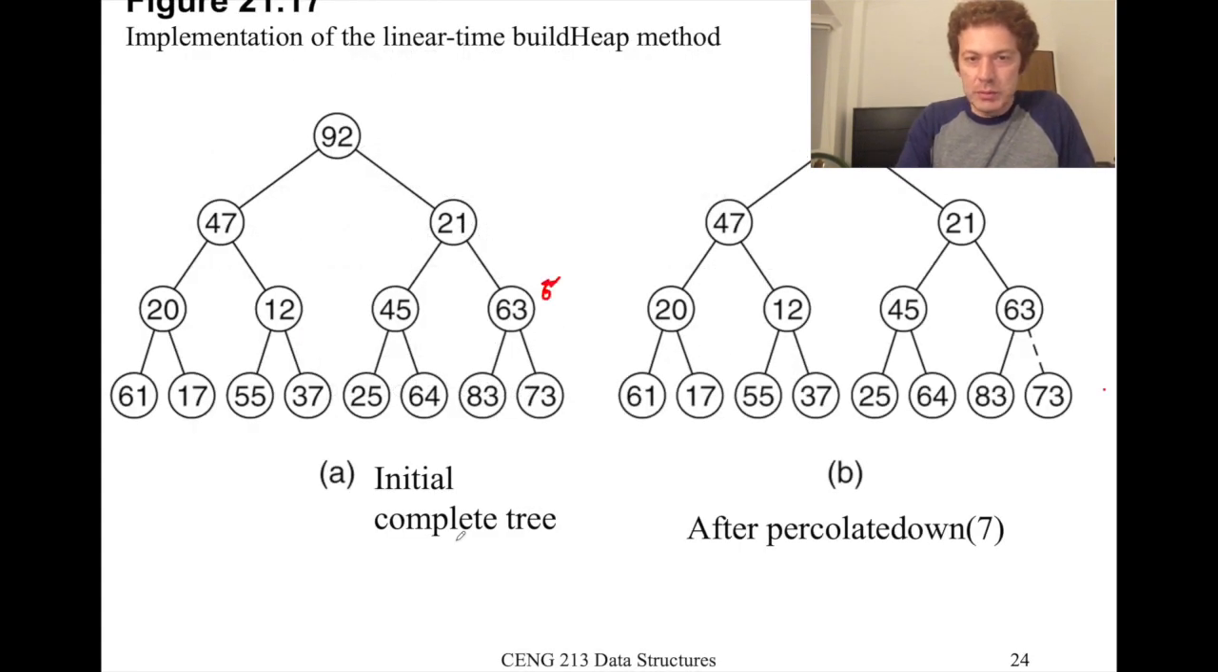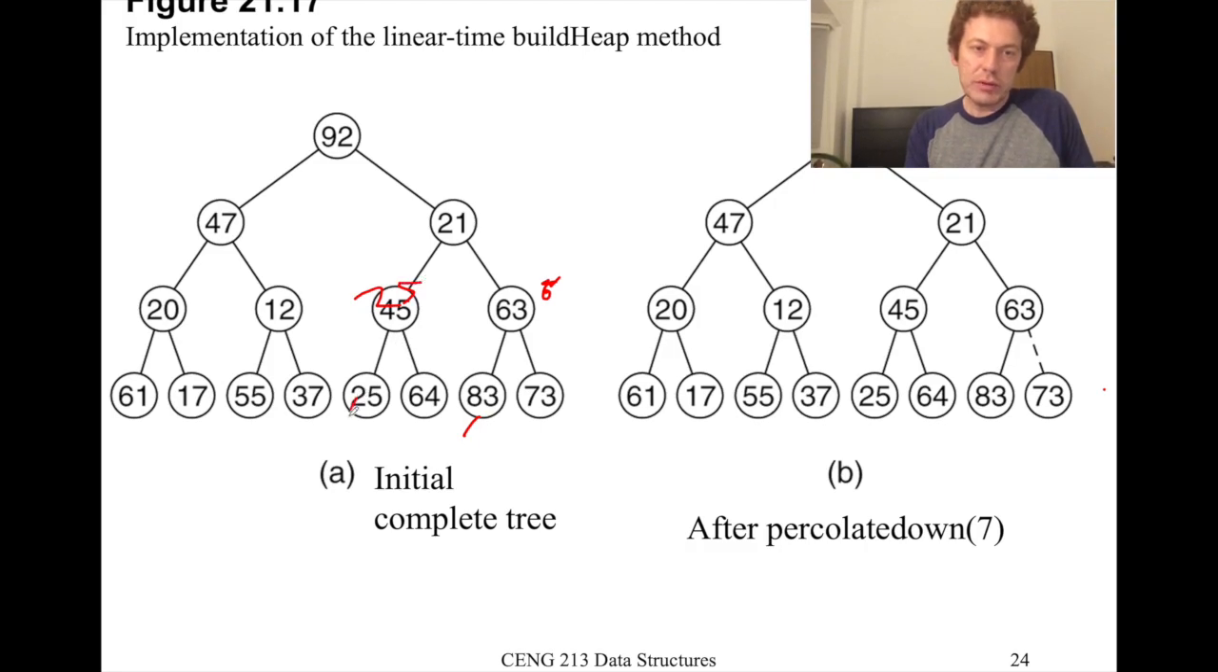I don't start from the last level, because there is nowhere for a leaf to go, because there is nothing below, right? That is the logic actually. So 63, remember, minimum heap I am talking about. It doesn't want to go down because it is the minimum of this tree. 45, it should go down actually. So 25 here.